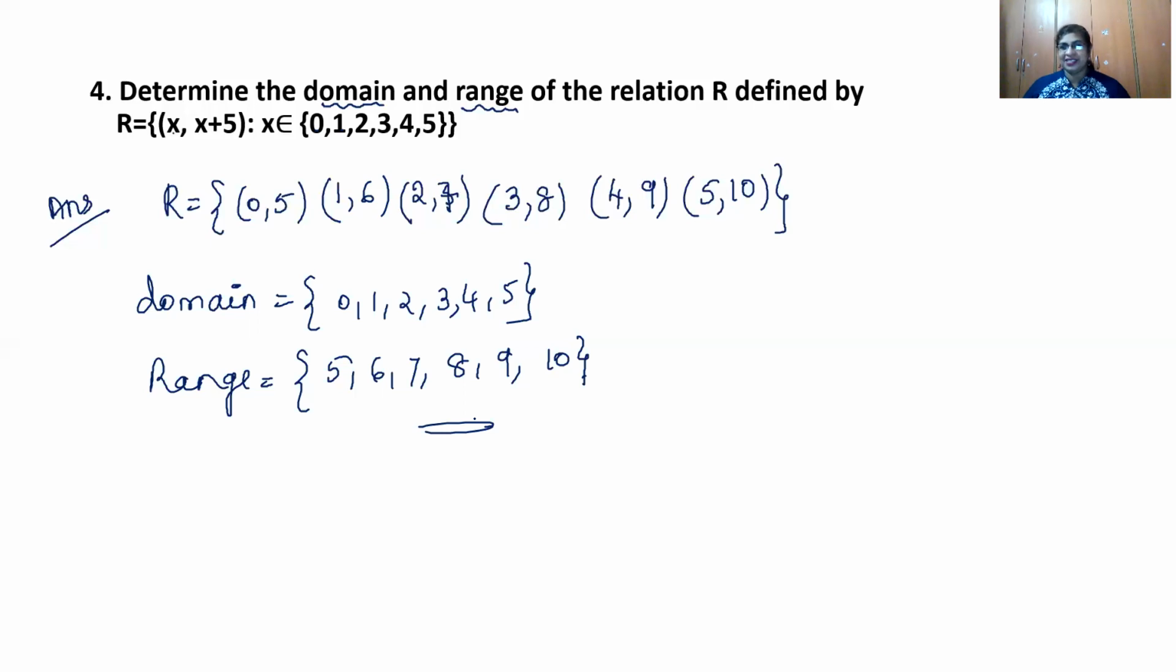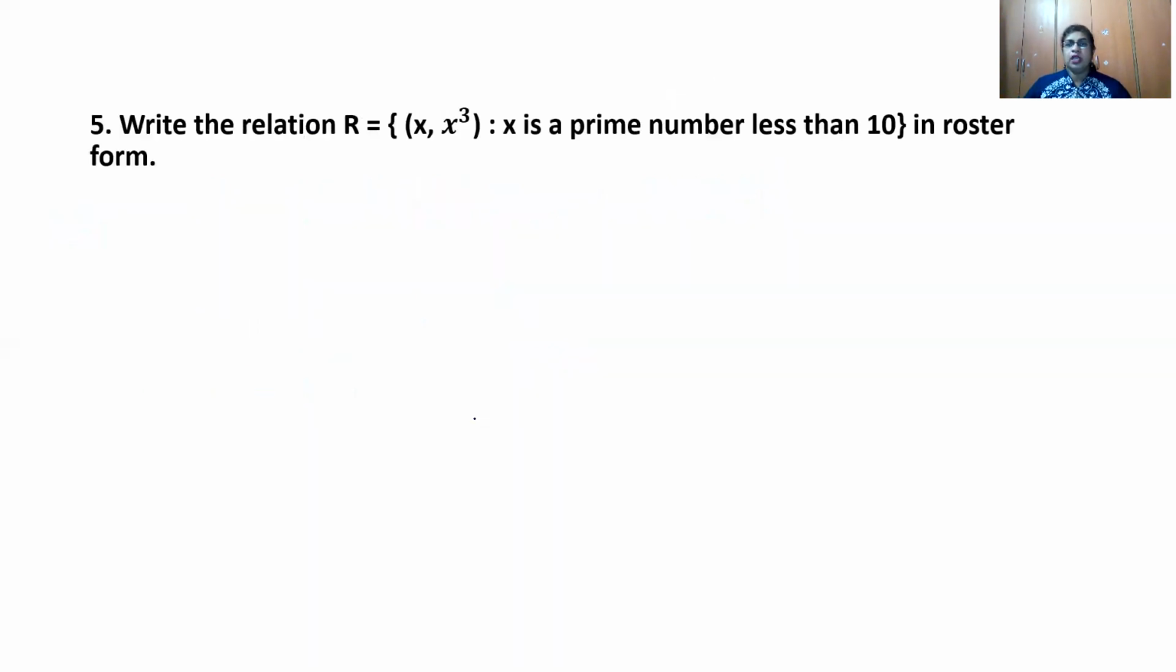I hope this idea of domain and range and how to write the relation is clear. Very simple and easy. We move on to the next question. Fifth question. What is this question telling us? Write the relation R, that is the set of all (x, x cube), such that x is a prime number less than 10, in roster form. That means I have to write the answer.